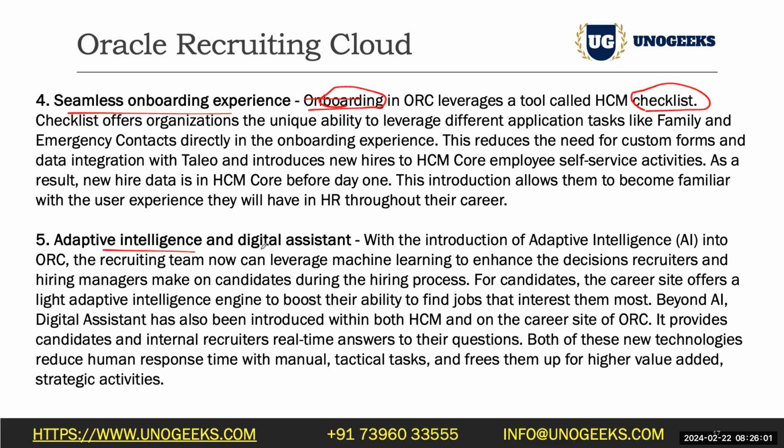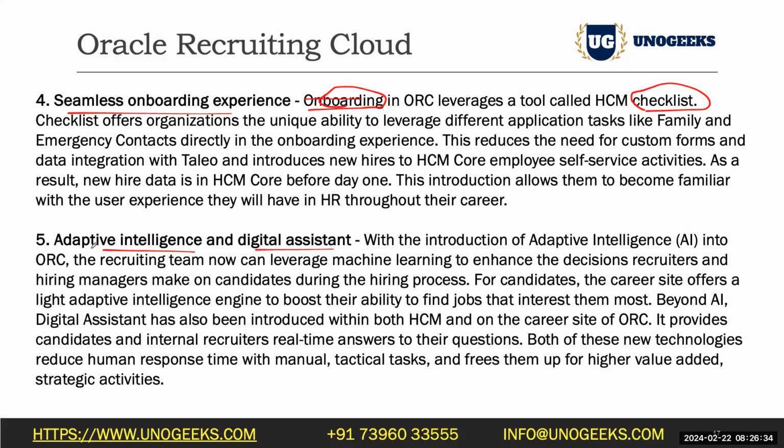And then adaptive intelligence and digital assistant. Adaptive intelligence, in short, we call it AI. So not the artificial intelligence, it's adaptive intelligence. So what does it do? Let's say you have a requisition where a few candidates have applied. You open one candidate and you will see an AI functionality called similar candidates. It will show you all the other candidates in the database with similar skills and experience.